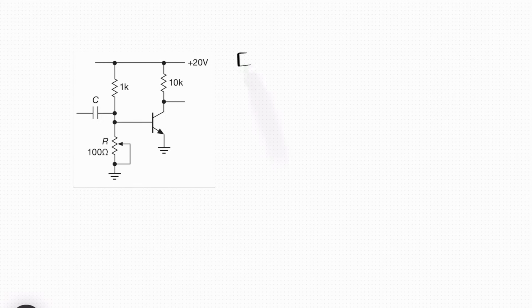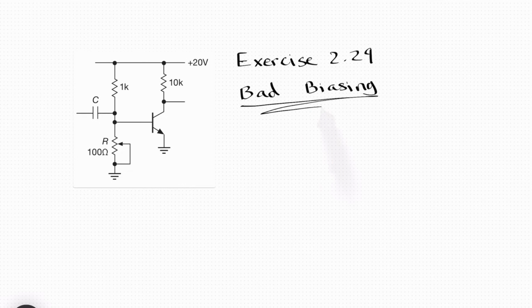Sometimes the best way to learn electronics is by picking apart a bad circuit. That's exactly what we're doing today with exercise 2.29 from the Art of Electronics. It features a badly biased common emitter amplifier, and we'll be breaking it down step by step, looking at its input impedance, gain, and how it heads into saturation with a little bit of temperature rise.